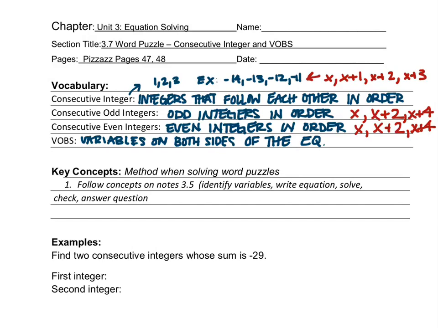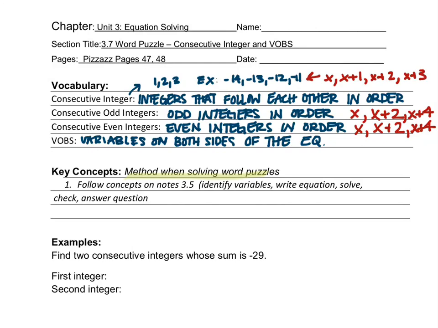Okay, so the key concept for this, it tells us that we're working using the same method that we have in our notes of 3.5 that we introduced the word problems with. So identifying the variables, writing the equation, solving, checking, and answering the question that was asked. So our first example is find two consecutive integers whose sum is negative 29. The things that we don't know are the first integer and the second integer. Because they're consecutive, we can use the concept of x and x plus 1.